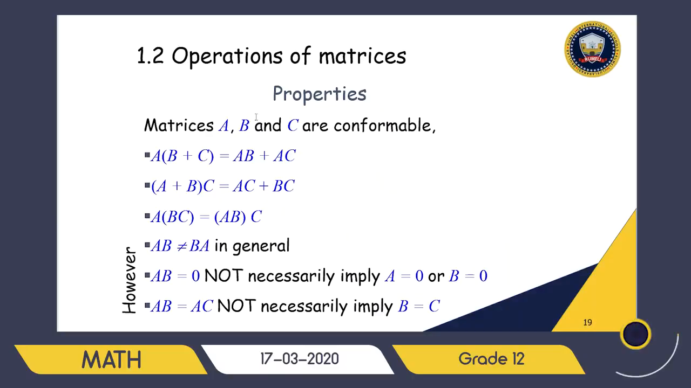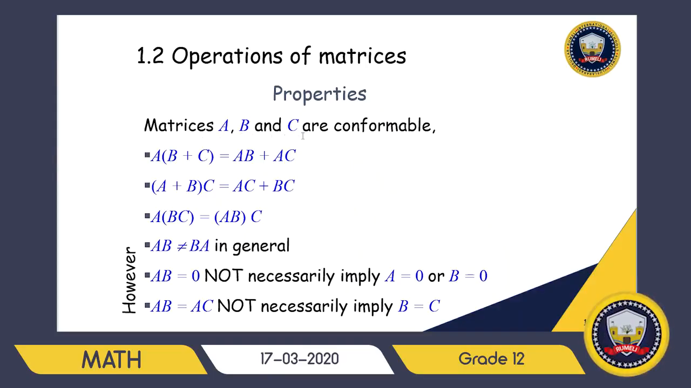Now let's have a look at the properties of these operations. So let's say we have A, B and C conformable matrices. This means that, given the orders of these matrices, we can add, subtract, and multiply them. The first one is, if we have A multiplied by the addition of B and C, we can distribute this A over B and C. Again, if we have the addition A plus B, we can distribute this over C, so (A plus B) times C equals A times C plus B times C.